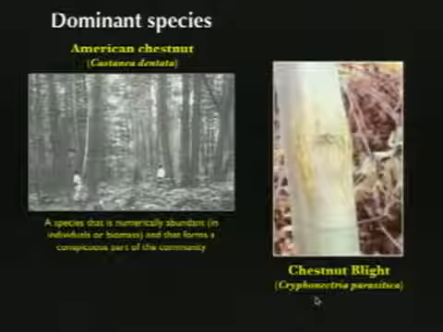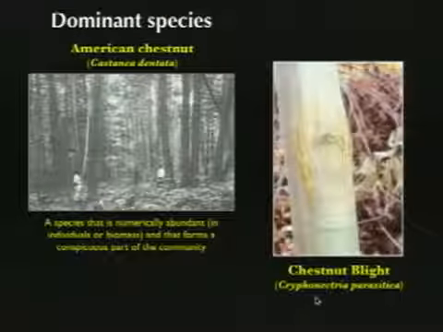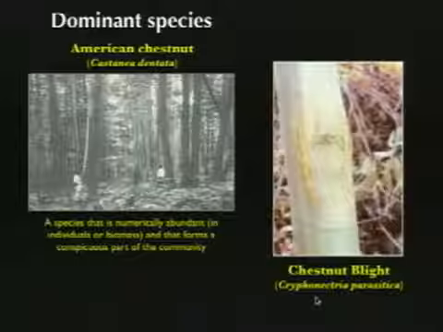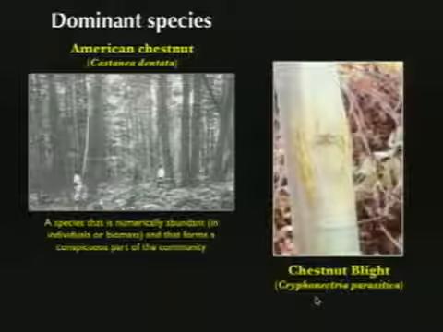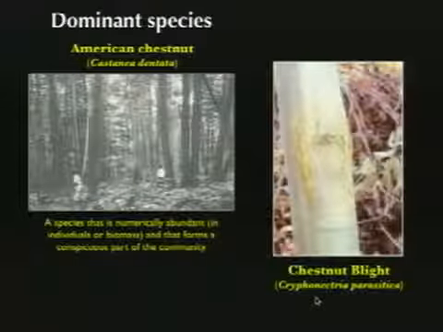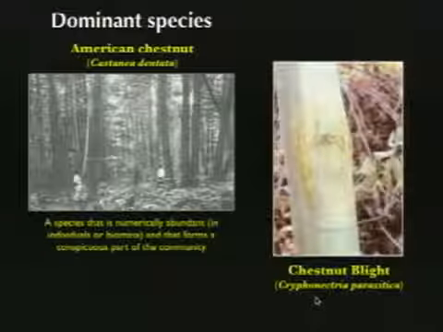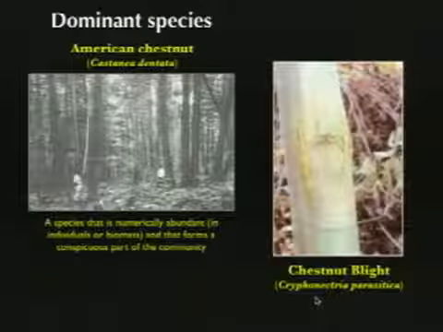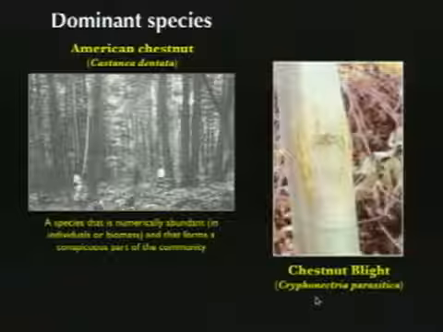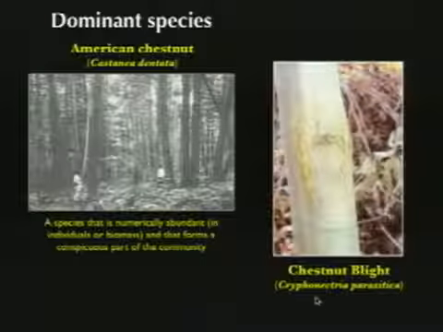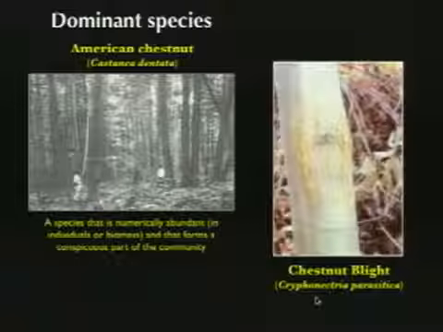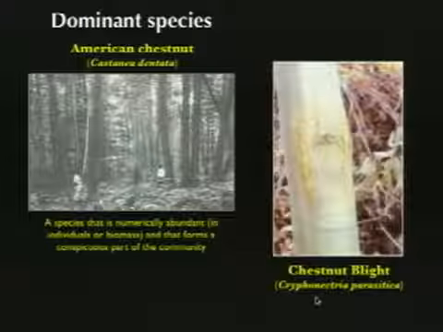This changed those communities, but it didn't radically restructure those communities. For the most part, other trees just came to occupy the spaces vacated by the chestnuts. Other species that had been there became numerically more abundant. The chestnuts were often the tallest, the emergent trees, and so those trees took those spaces.